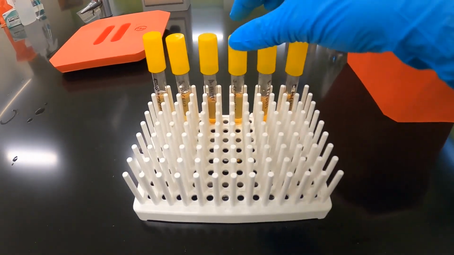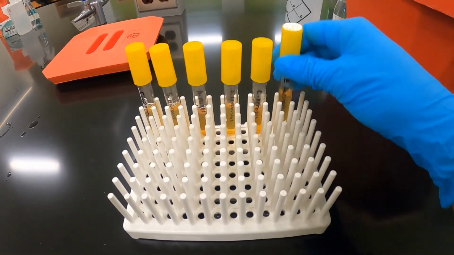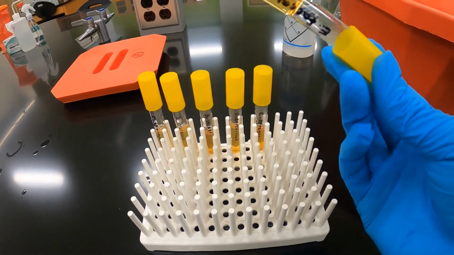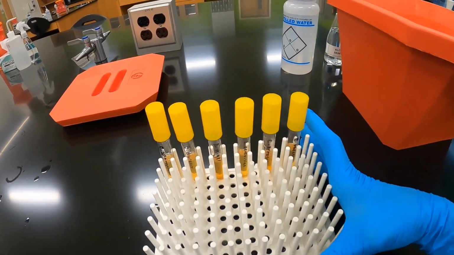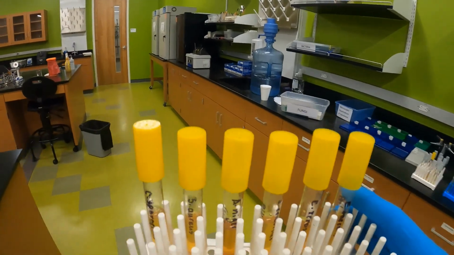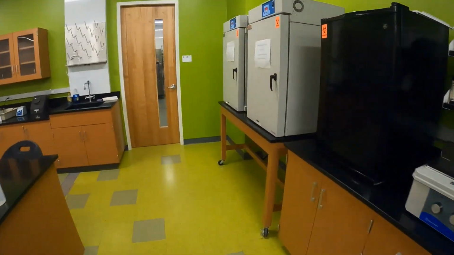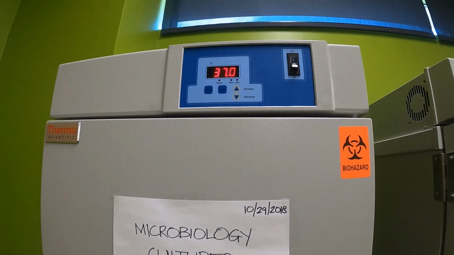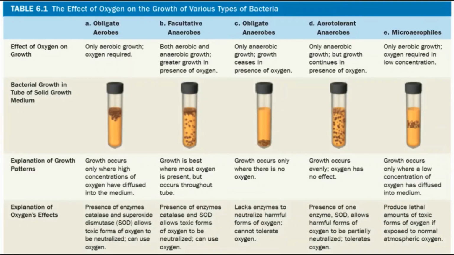Alrighty, all 6 of our BHI tubes have been properly inoculated and thrown in the ice bath, so they are solid again, as you can see. And now all 6 of these are going to be incubated in our 37 degrees Celsius incubator for 48 hours, and then we will look at the results. Now that you've seen these techniques carried out, let's talk about the interpretation of the results.